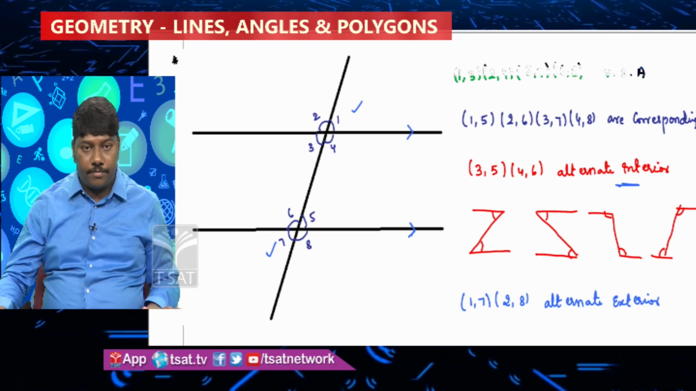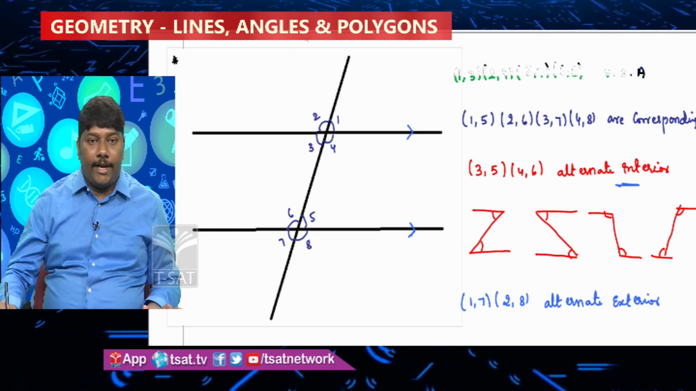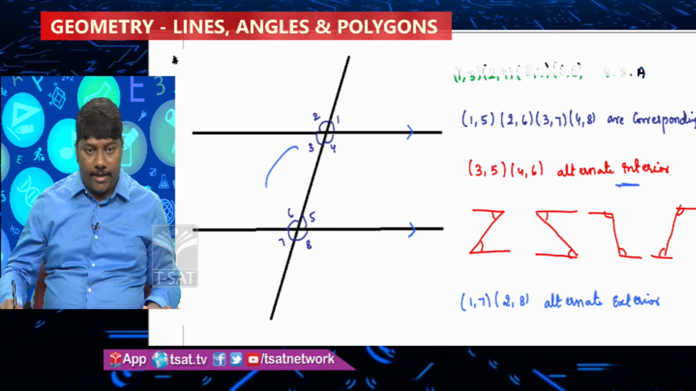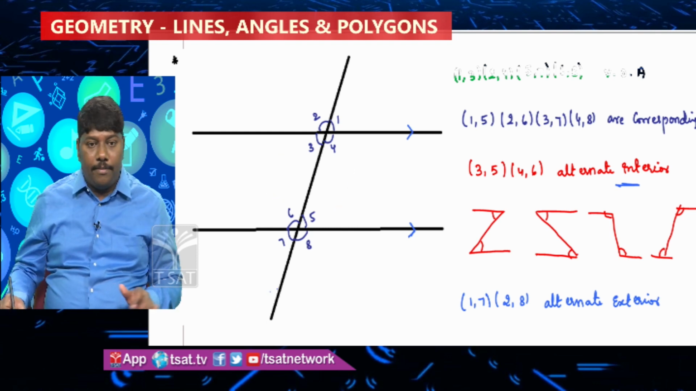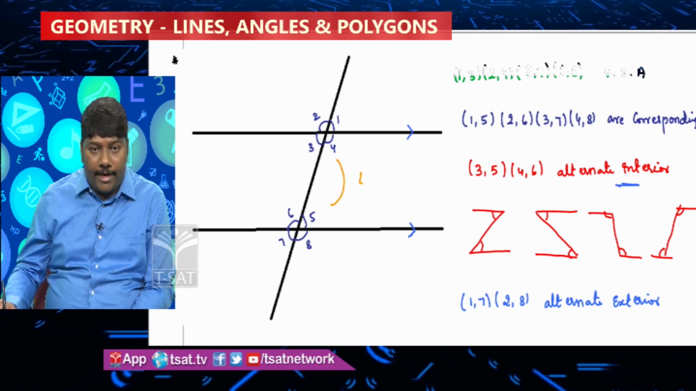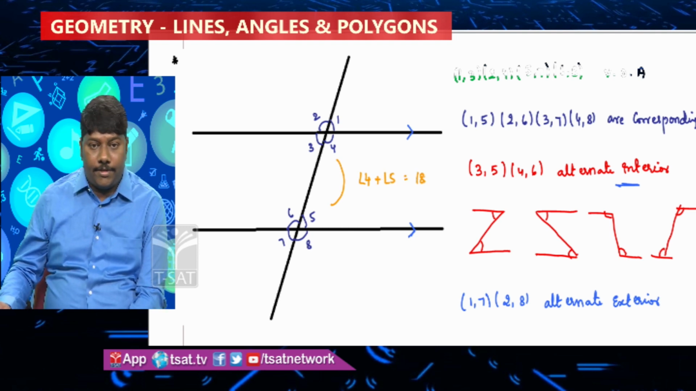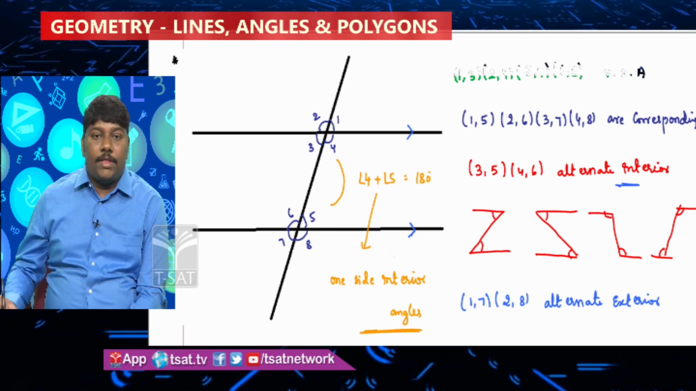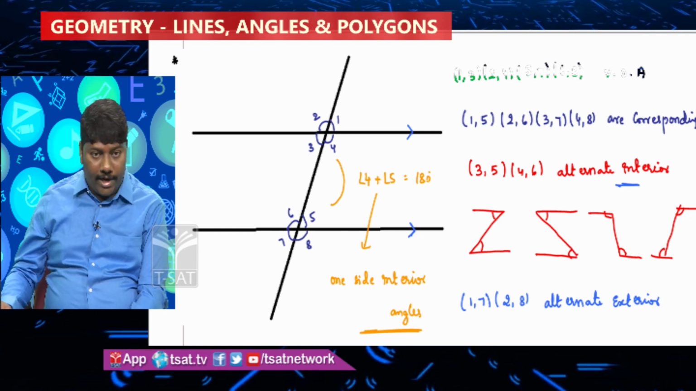Now we are left with, look at angle 3 and angle 6. Angle 3 and 6, angle 4 and 5. They are not equal, but you call them one side interior angles. The sum of angle 4 and angle 5 is equal to 180 degrees. We call them one side interior angles. They are not equal, but their sum is equal to 180, which means they are a kind of supplementary angles.